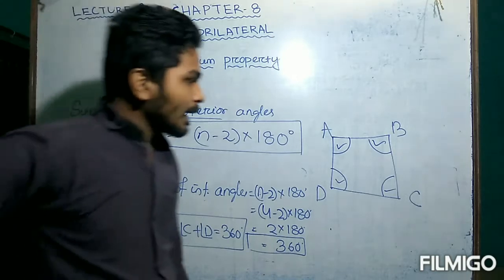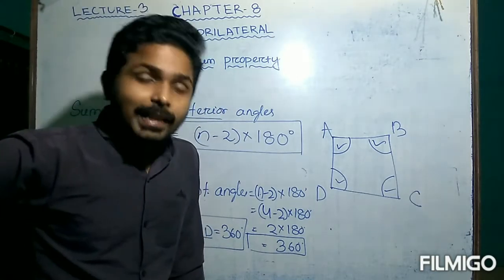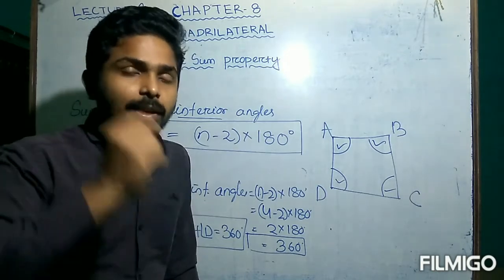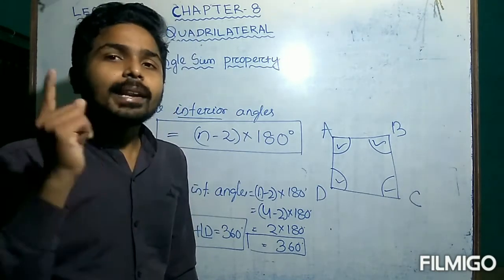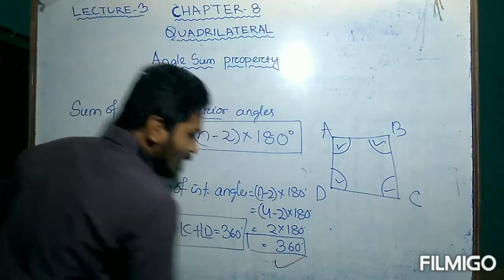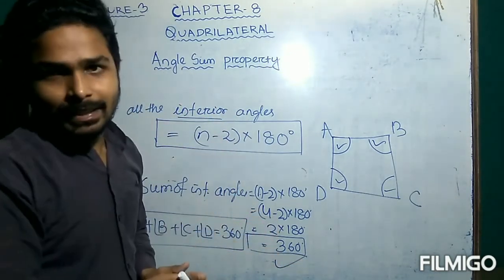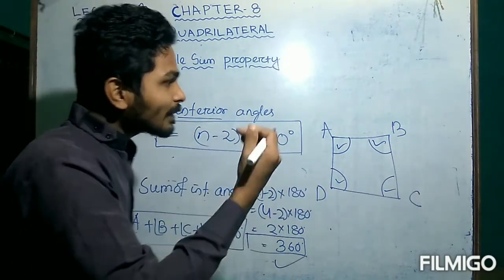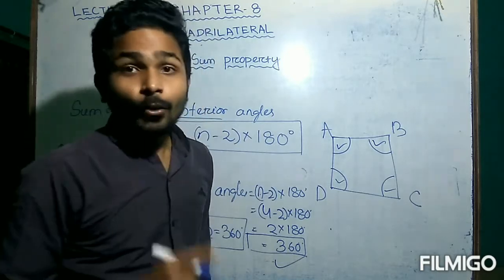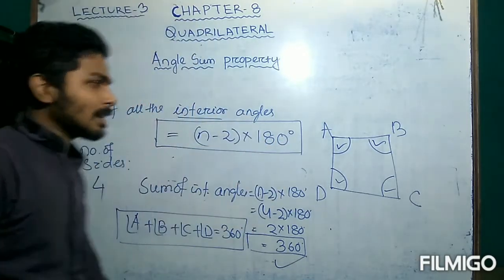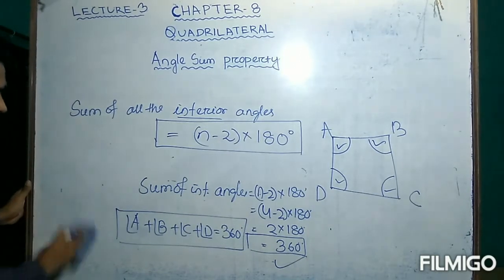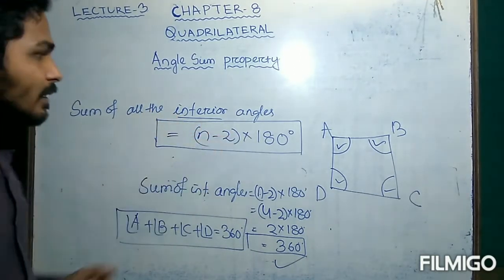Next thing, we have to find each interior angle. What? Each interior angle of a regular quadrilateral. Here we have found the sum of all the interior angles. Now we are going to find the value of each interior angle for a regular quadrilateral. Right? So let us find it out. If you want, you can take a screenshot of it.